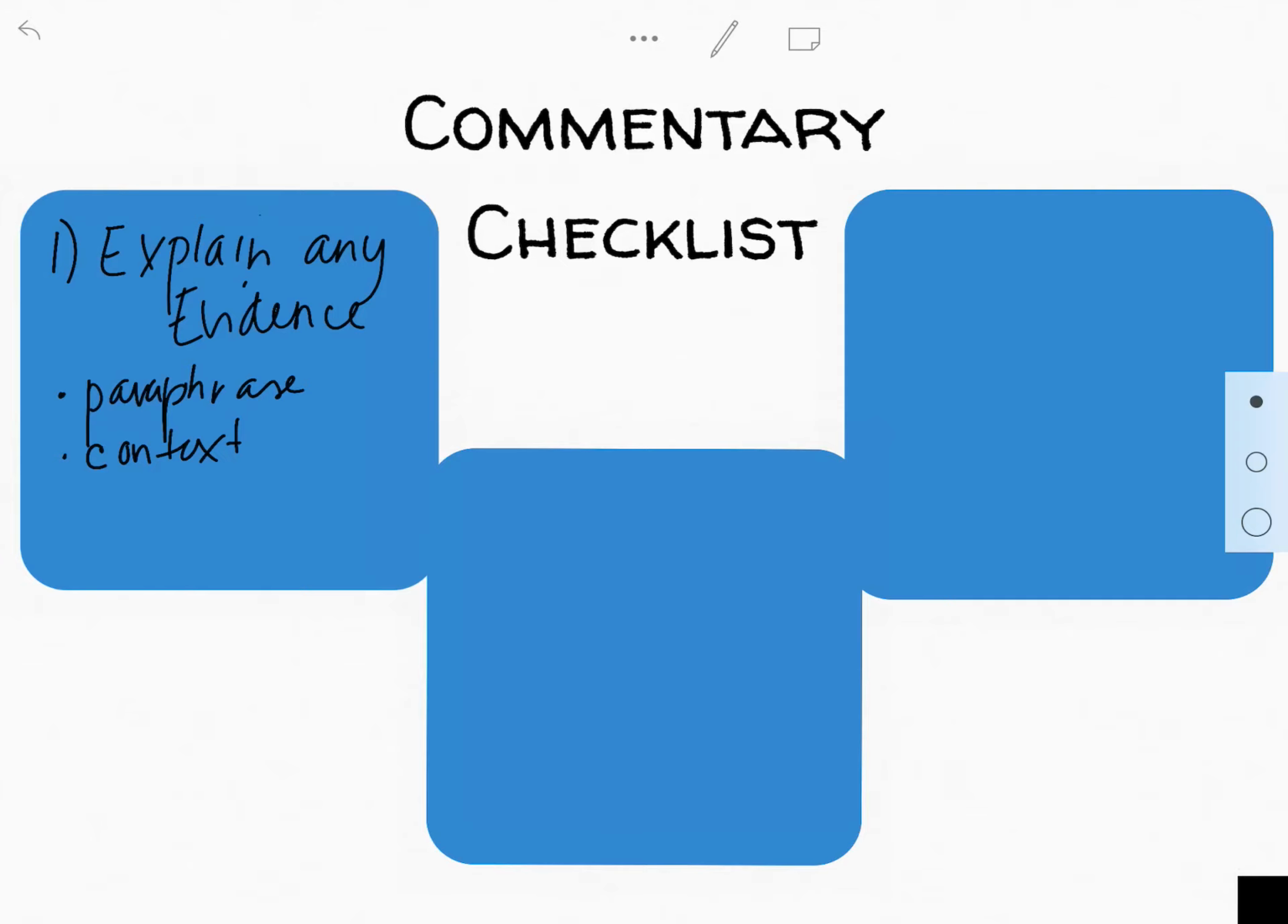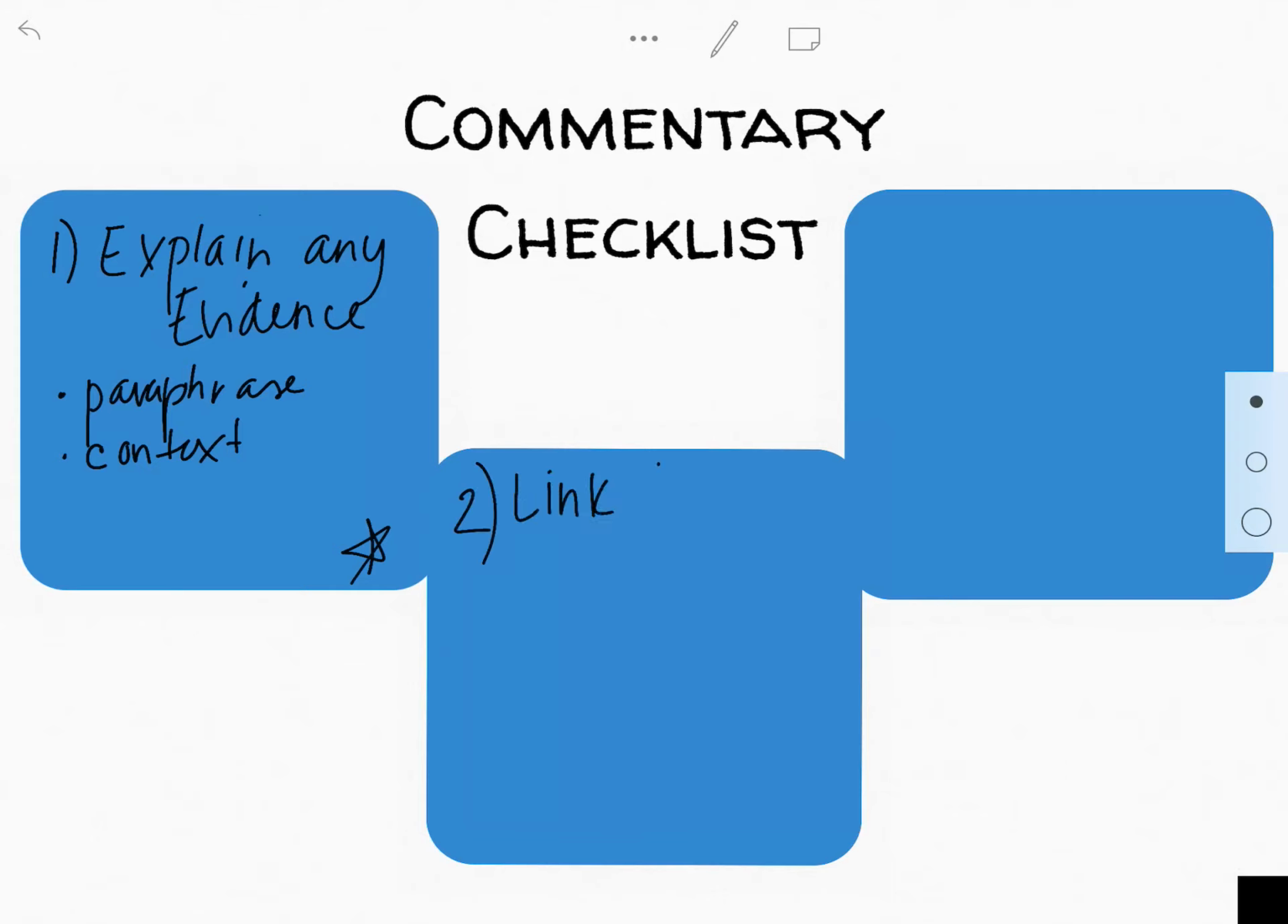This step, explaining any evidence, is not always necessary. And it's hard to see when you need it. But like I said, the 2 times when I think most commonly you need to explain the evidence is 1, when you're looking at a difficult quotation, so it needs a little bit of paraphrasing and explanation for clarity purposes. Or 2, if you're pulling from a source where there's context that's relevant to the quote you're providing. So that's step 1 of the checklist.